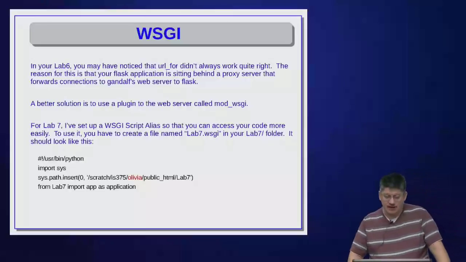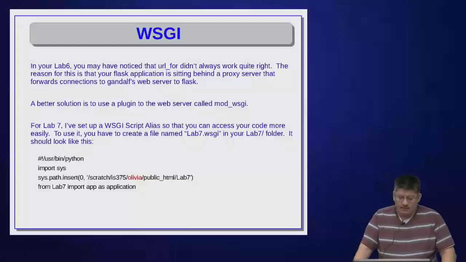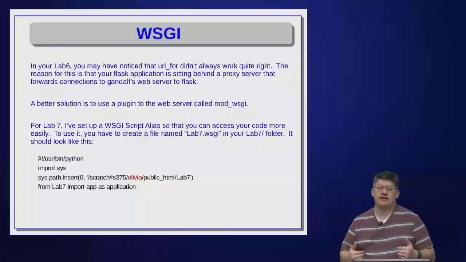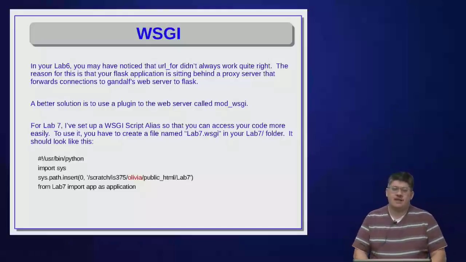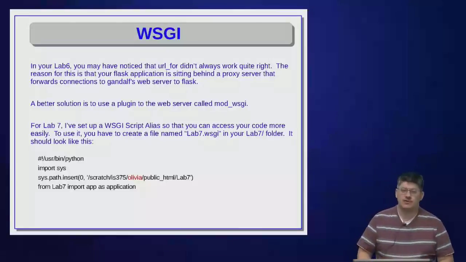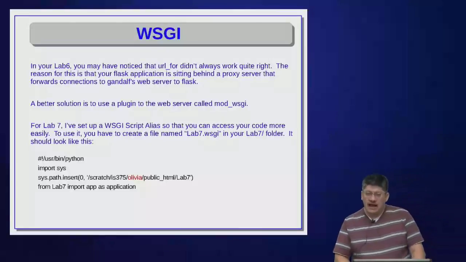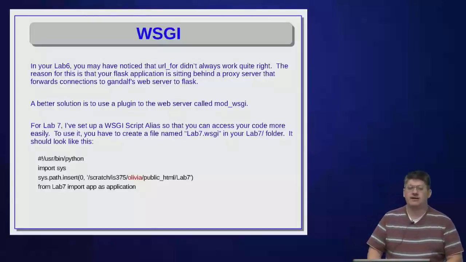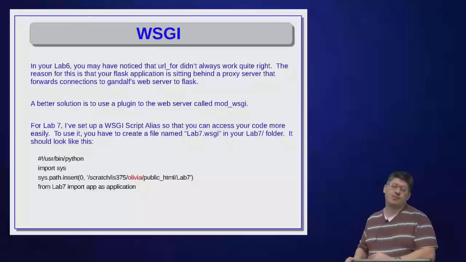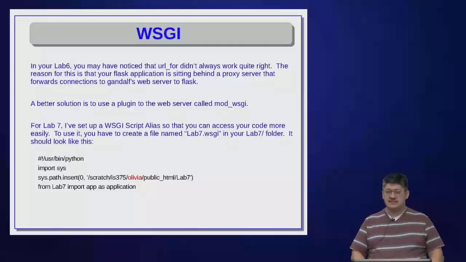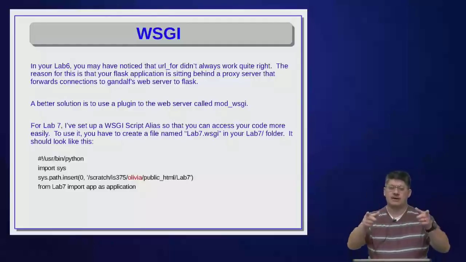So in Lab 6, you might have noticed that URL4 didn't always work right. It would basically take out your username and stuff if you weren't careful. The reason for this is that Gandalf is accessible from your school's network, but only on port 80. And so if you were running Flask on port 5000 or 5001, you wouldn't be able to get into your server from Henrico. And so what I've done, I've actually set up a proxy on Gandalf that forwards your connections to certain URLs to specific ports on the server. And Flask didn't like that very much because it didn't know how to rewrite it when it went back.